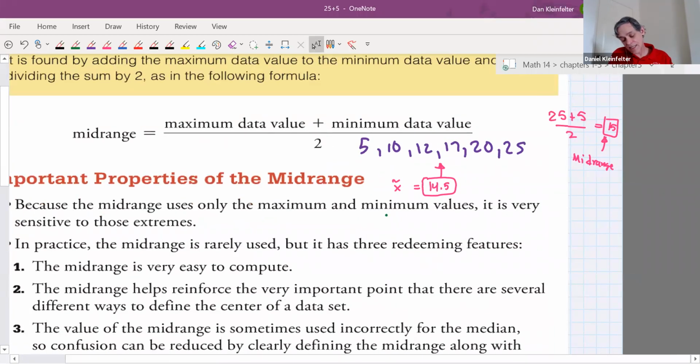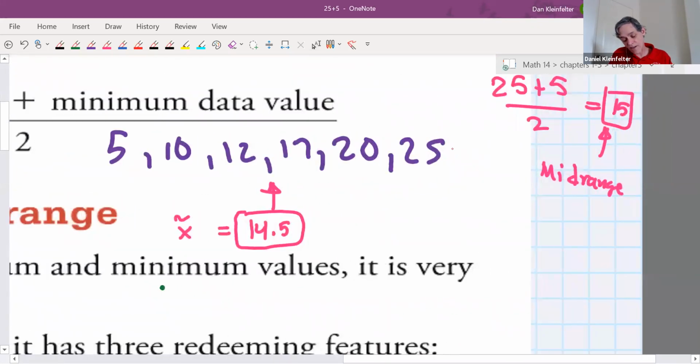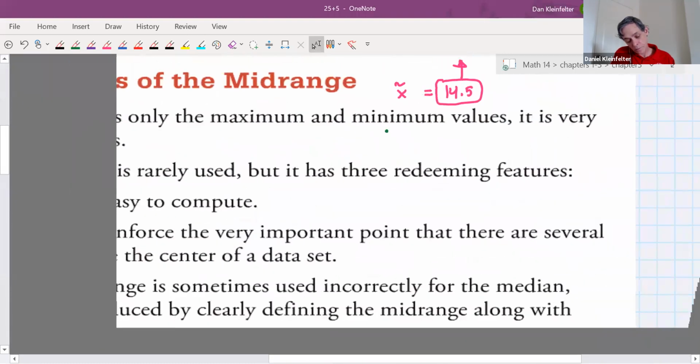If I go back to this data set and turn this 25 into 250, then that's going to hugely affect our mid-range. So let's take a second and see what that would be. 250 plus 5 is 255. That's 127.5, right, would be the mid-range. Okay, and that's bigger than almost all the values, right? So not a very good measure of center in that way. So very sensitive to outliers.